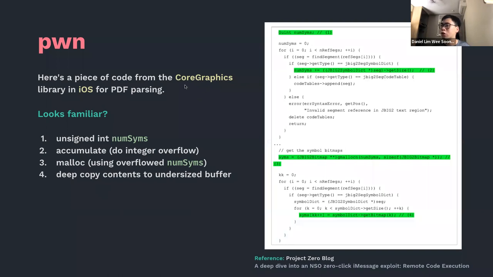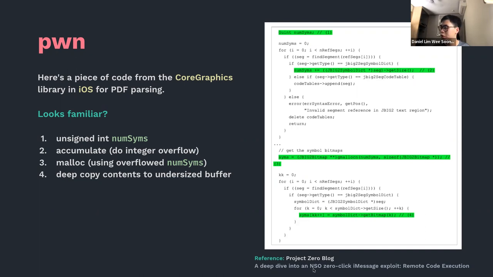Now let's look at this piece of code from Core Graphics in iOS. It is for PDF parsing. It is used for this JBIG2 stream thing, which is related to PDF and some image stuff, which is why it is in Core Graphics. But anyways, if you have stared at the code just now for 10 minutes, you will realize that this is quite similar. We have an unsigned integer, and then we accumulate the sizes, and then we do a malloc with that accumulated size. But the allocated buffer is undersized because there's the integer overflow as shown just now. And then we still copy stuff into it, and that causes an overflow.